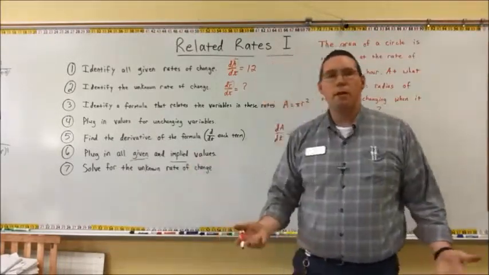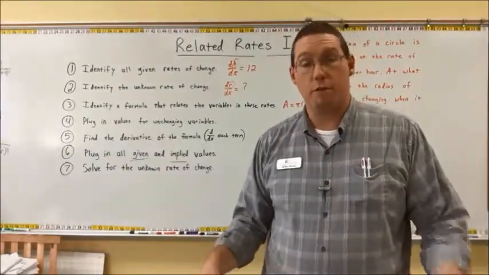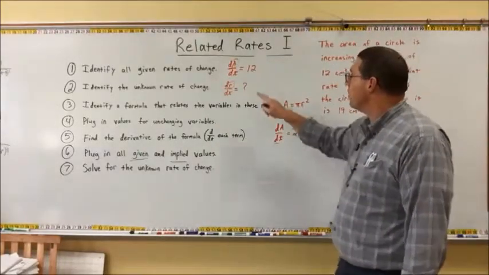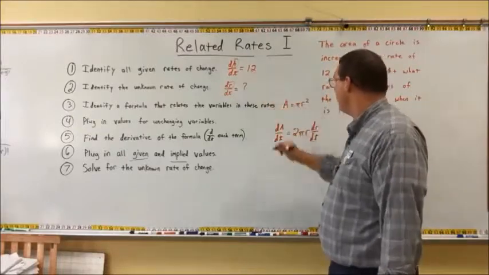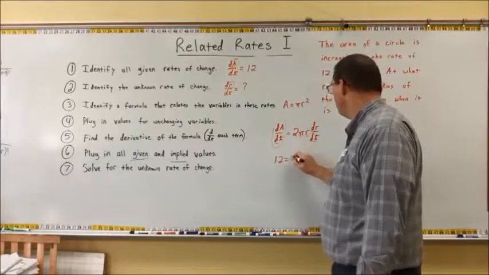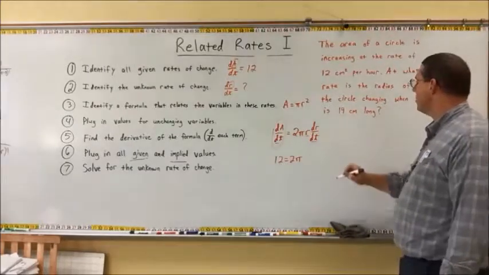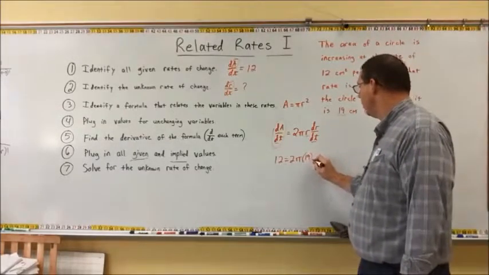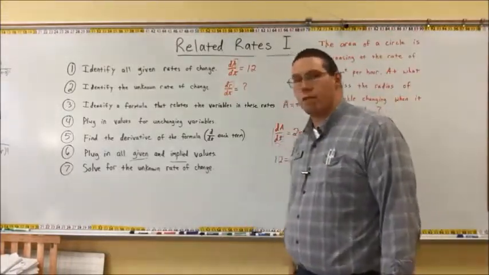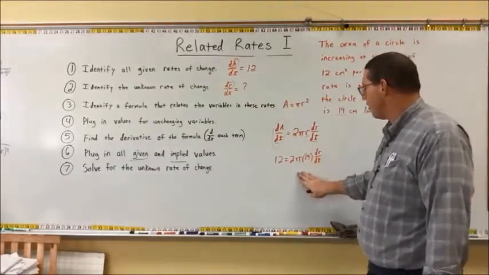Step 6. Plug in all given or implied variables. In this problem, they're all given to us. But this time, instead of being given radius and rate of change in radius, we are given rate of change in area, 12. So we're going to put a 12 in for this. 12 equals 2 pi, and then the radius, when the radius is 19 centimeters long, so we're going to put a 19 here, and then dr dt. Last step, solve for the unknown rate. We're solving for dr dt. Well, there's dr dt. We just have to do some algebra here.